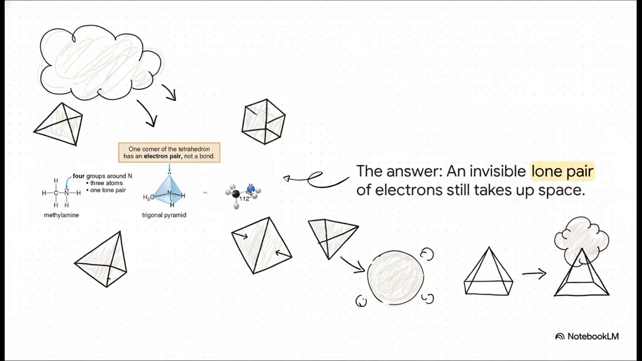Okay, here's the big reveal. That nitrogen atom has an invisible group. It's called a lone pair of electrons. You can't see it like you can an atom, but it takes up just as much space. It's just as pushy. So the overall arrangement is still tetrahedral, but the shape we see, the one made by the atoms, looks like a little pyramid. We call that trigonal pyramidal.